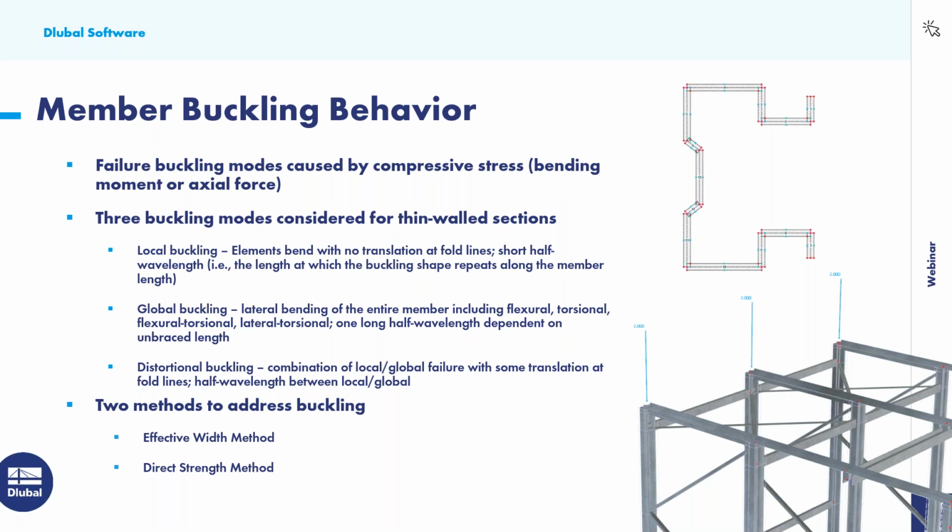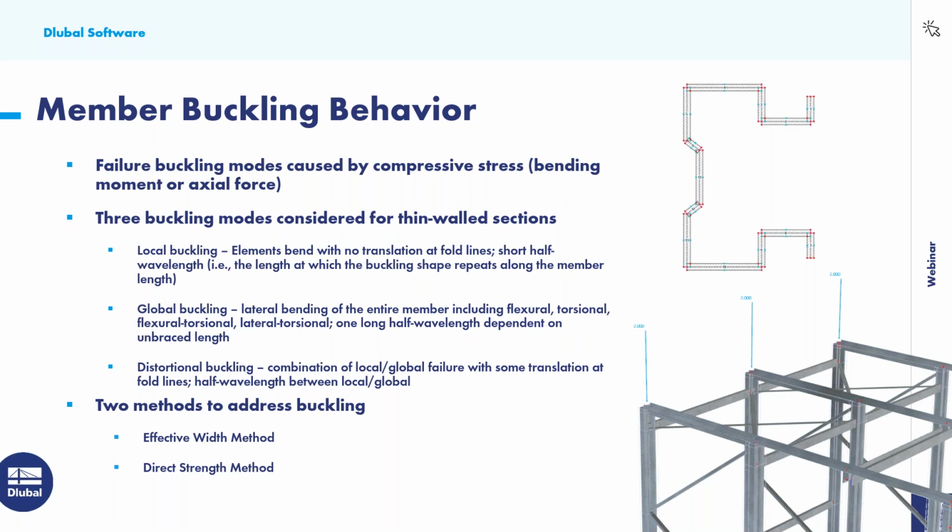So we know that there are failure buckling modes that are typically caused by compressive stresses on our members. And this is usually seen when we have a bending moment or an axial force. Well, when we're talking about cold form steel, there are 3 buckling modes that we typically consider. The first is going to be local buckling.